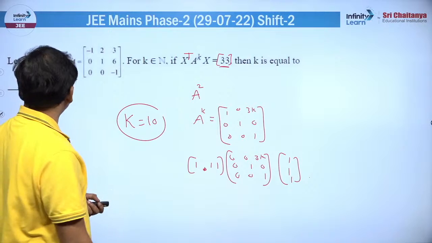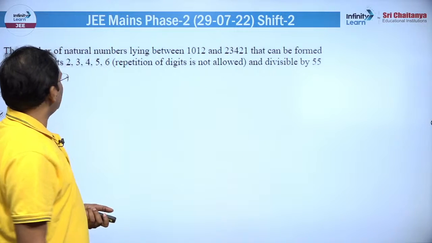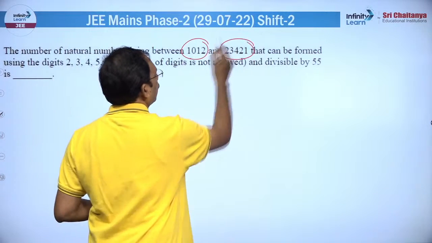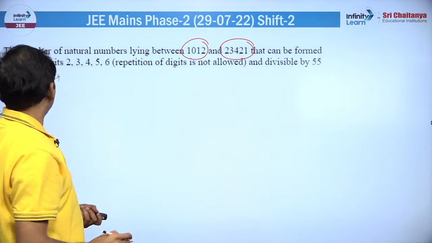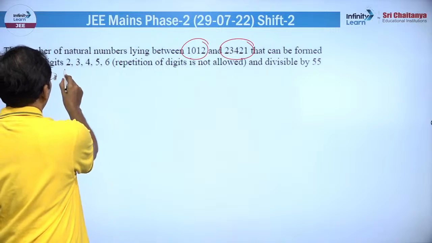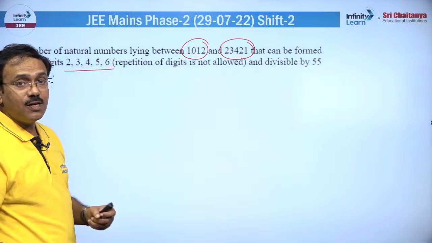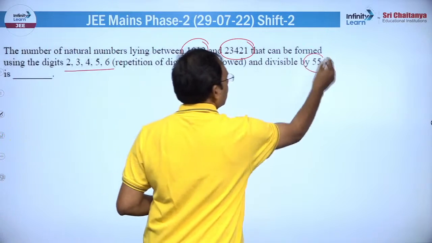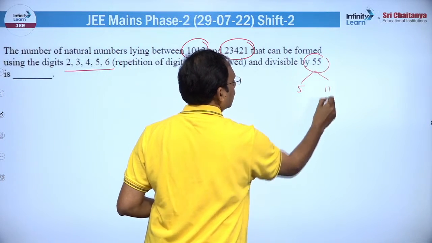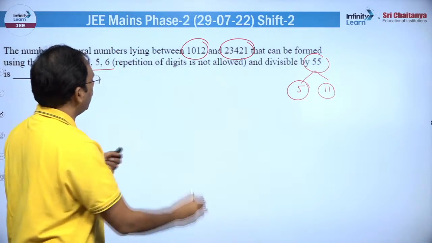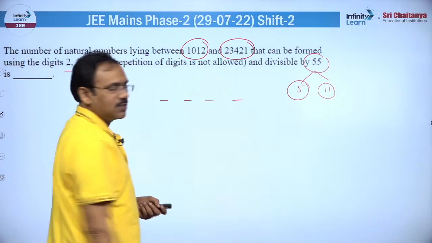Next, you see the number of natural numbers between 1012 and 23421, that can be formed using digits 2, 3, 4, 5, 6. Repetition of digits is not allowed, but divisible by 55. 55 means 5 into 11, both are co-primes, it must be divisible by 5 and divisible by 11. So, my dear friends, first let me count 4 digit numbers.